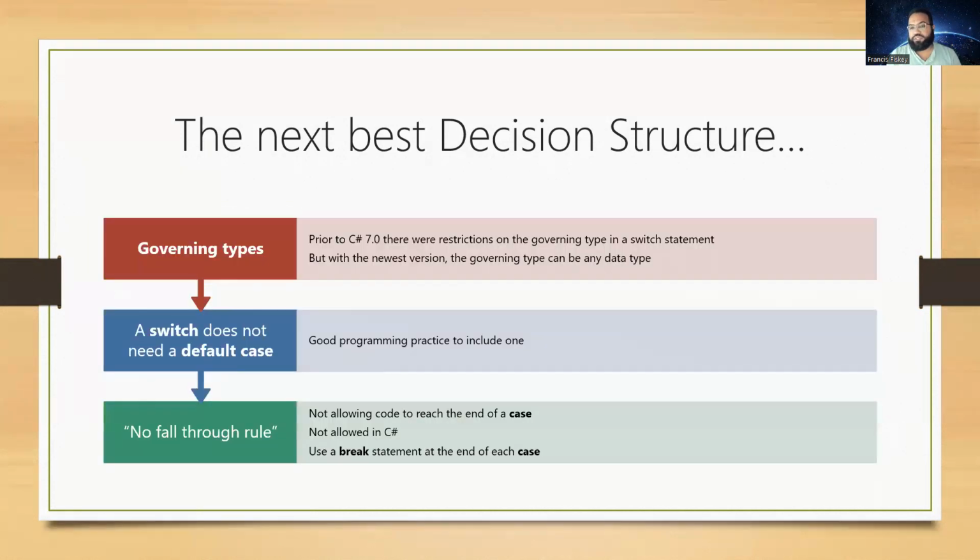But what I want to do is talk about why this is the next best decision structure. Prior to C# 7, there were some restrictions on writing switch statements, but there are not that many now. You can really write switch statements on any data type, because the governing types or sentinels, or the Boolean expression that we're not writing anymore, it doesn't matter what that really is. It is a good practice to include a default case, though it's not always required. Understand the default case is akin to the else statement in if statements.